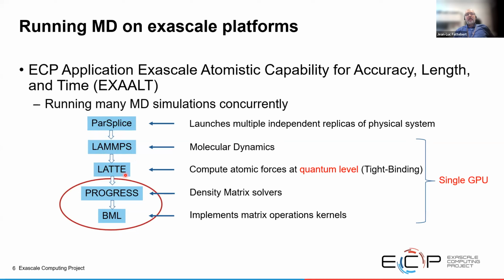Then underneath is going to call LATTE, which is a tight binding code developed at Los Alamos to calculate the atomic forces at the quantum level. And underneath that's where our project comes in. We're trying to accelerate these codes by developing the tools that this code can use to speed up this calculation. So this includes BML, which is a basic matrix library that implements the basic operations we need on matrices, and PROGRESS, which implements solvers to calculate this density matrix.